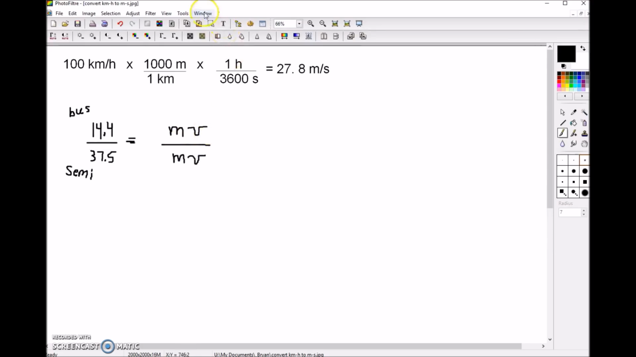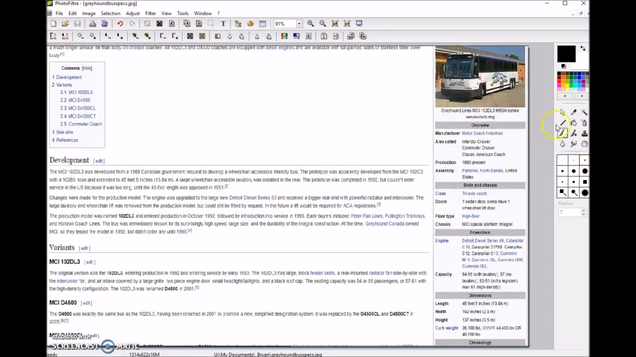Okay, so I need to get some mass. Greyhound, this is from Wikipedia. There's a charter bus, very similar to the bus that Charlie's Charters would be using. It says here that the curb weight, the gross vehicle weight, could be 40,000 pounds. Now that's just the weight, and we've got passengers.